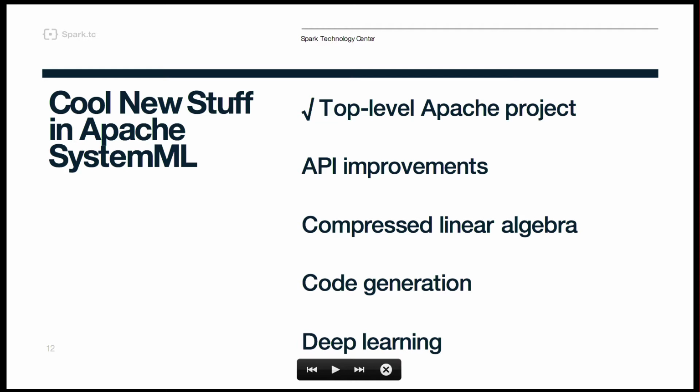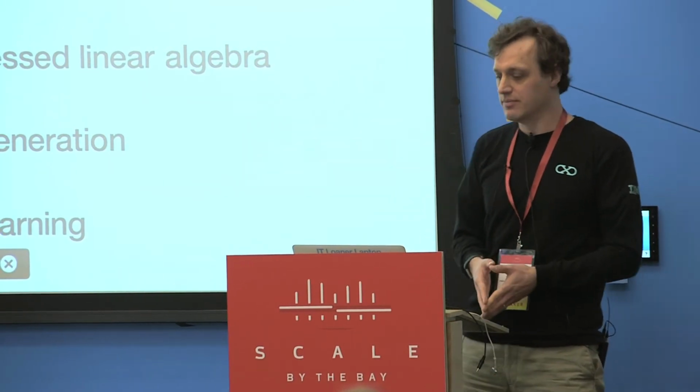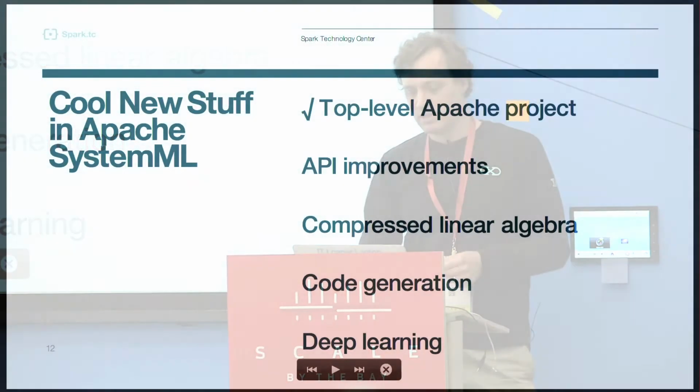As for the remaining 4, we have some significant improvements for our APIs for expressing those algorithms. We have a new technology called compressed linear algebra. We're using code generation in new and exciting ways. And we are starting to add some support for deep learning to the system. Let's move on to API improvements.